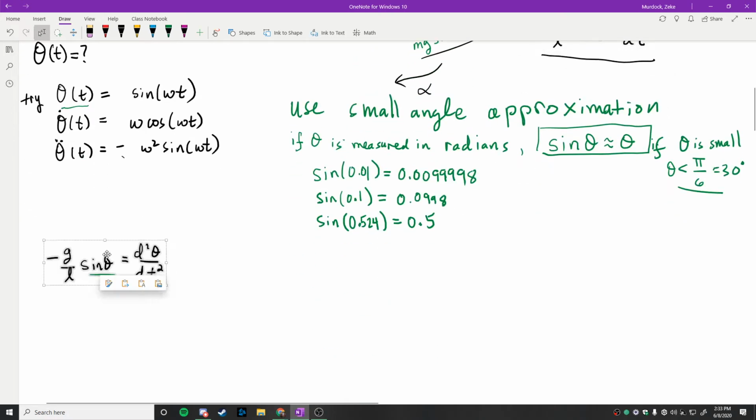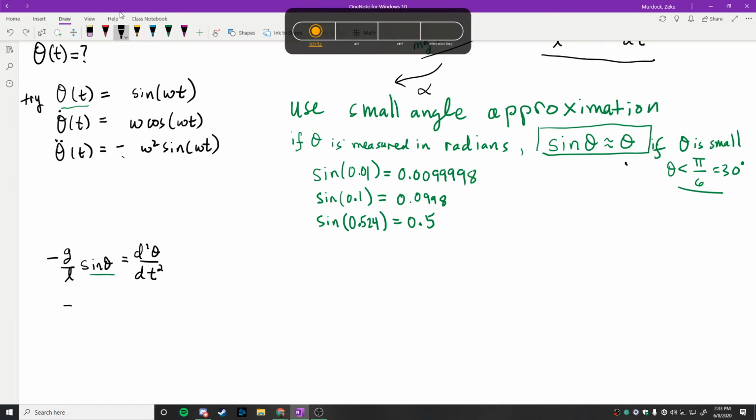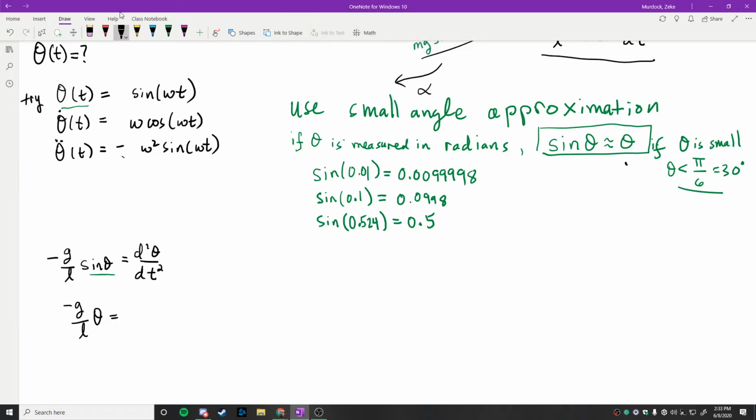All right, let's see where this goes. So there's our function. Now we're going to replace sine of theta with theta. So now our function becomes negative g over L times theta, and this is equal to the second derivative of theta. Now we've reproduced an equation that is very similar to one we had last time.